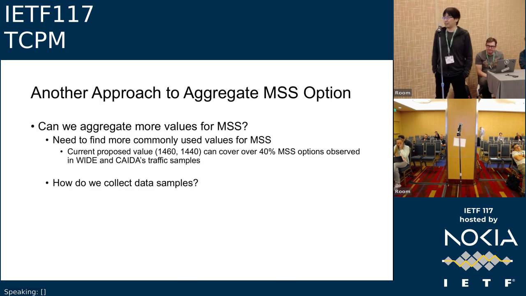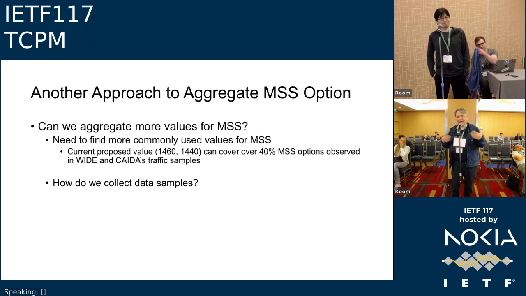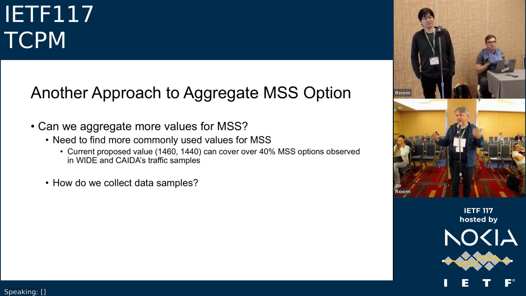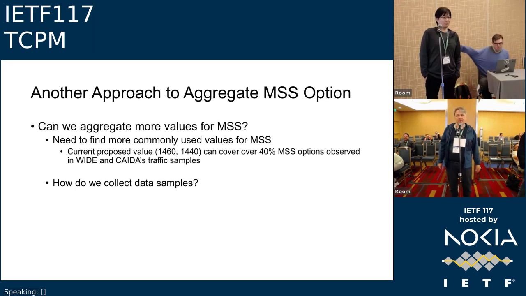Next slide, please. I know this current format is a little controversial. One possibility is we can aggregate more values, but as far as I checked the traffic samples from the WIDE project and CAIDA, it's very difficult to find an efficient common value for MSS in the SYN option. But in these traffic samples, by aggregating 1460 and 1440, at least in this data set, I can cover more than 40% of MSS options. Okay. Michael Dirksen again. I still don't think it's a good idea to aggregate the MSS option, but if you want to, you might use the values also used by SYN cookies, because this is another mechanism. It's implementation dependent, but that's what several implementations consider important values of MSS.